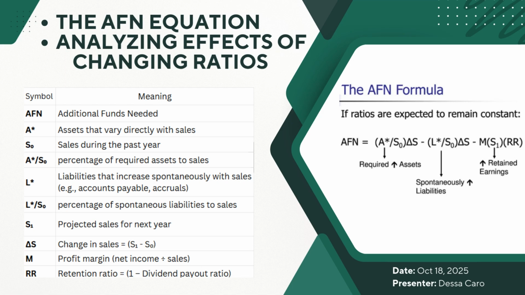A star means assets that vary directly with sales. It means the assets that automatically increase when sales increase. These are your current assets. Example, inventory and accounts receivable.